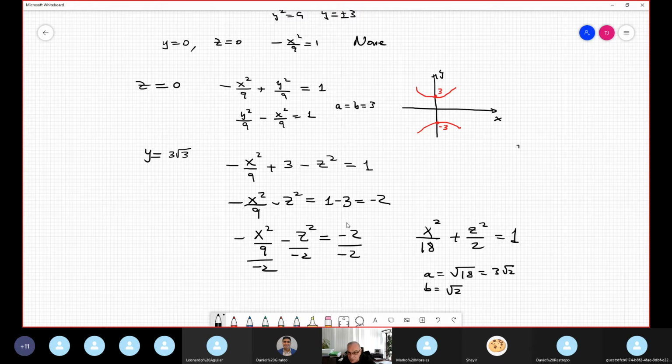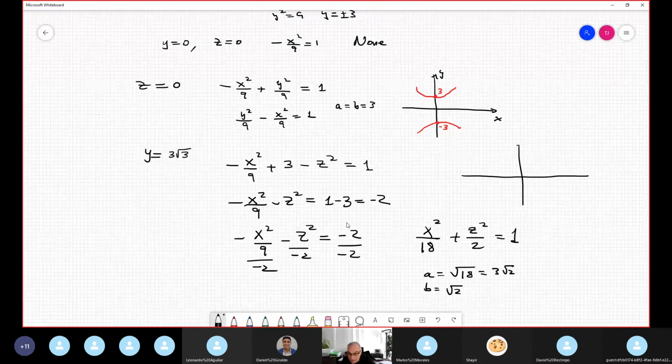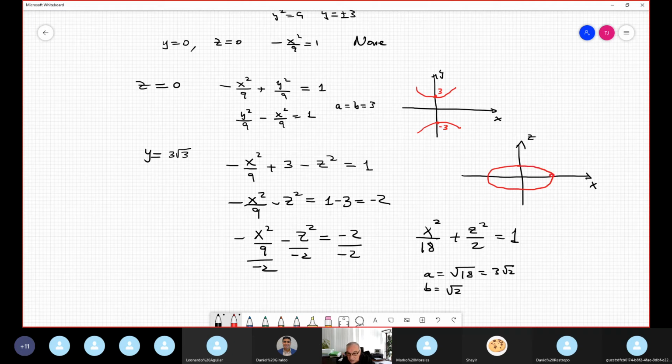But your identification, the most important is not the position, it is your identification, an ellipse. And the major axis lies on the x-axis. This is X, this is Z. So our ellipse looks like that. Bam. And this segment here is 3 radical 2. And this segment is radical 2 and negative radical 2. Okay? This is the ellipse.